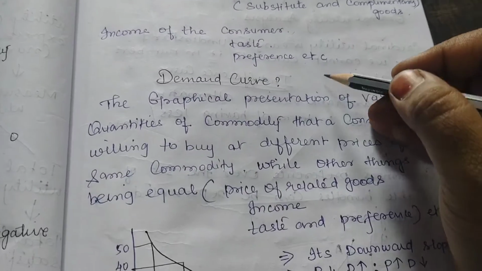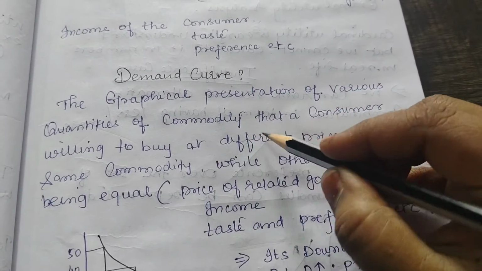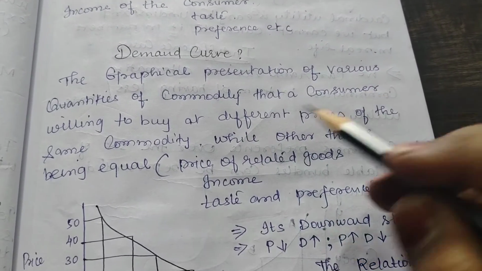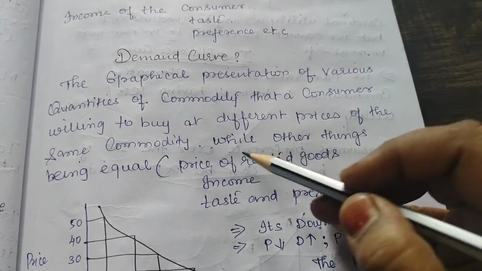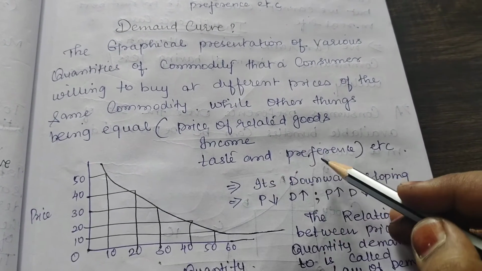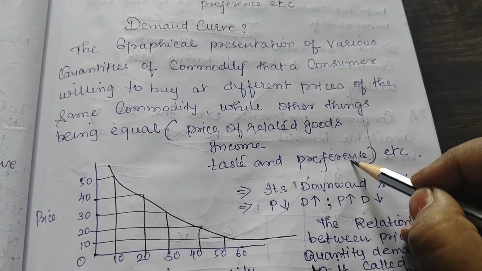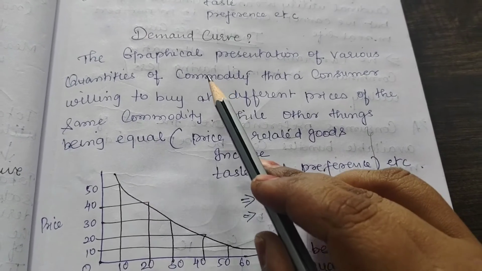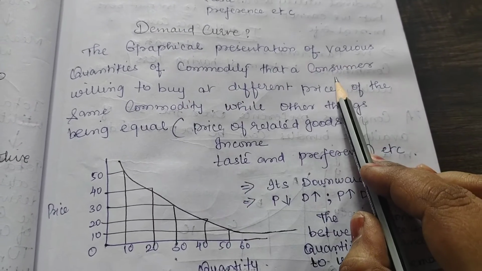Now we will understand what the demand curve is. It is the graphical representation of the various quantities of a commodity that a consumer is willing to buy at different prices of the same commodity, while other things are equal, which are the factors: price of related goods like substitute and complementary, income, taste and preference. If all this is equal, then what is the various quantity of the commodity the consumer is willing to buy at the different prices?